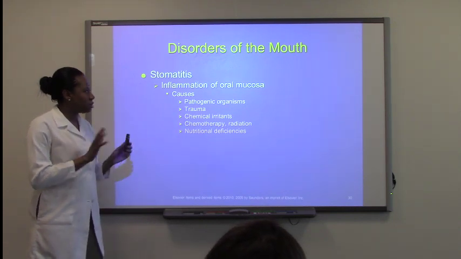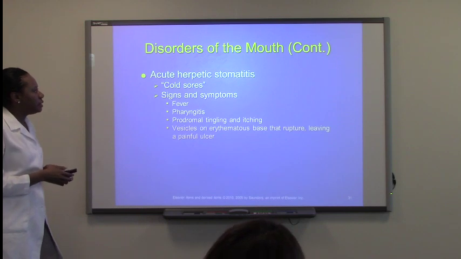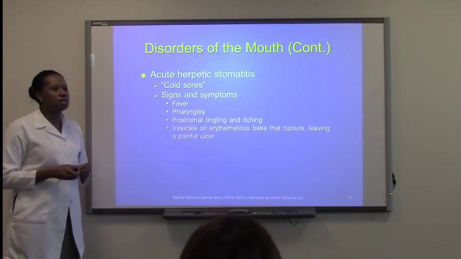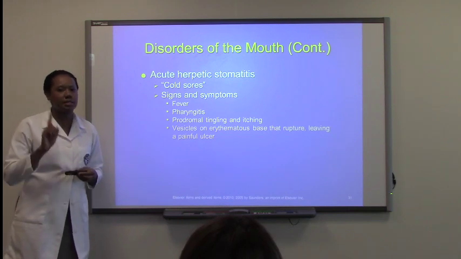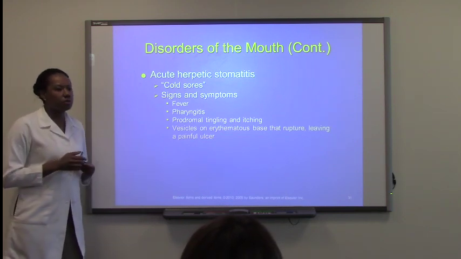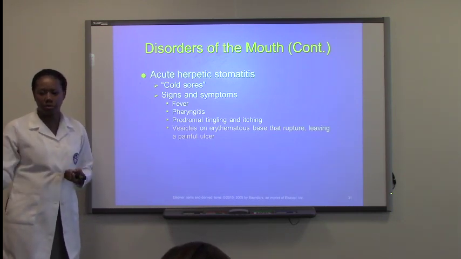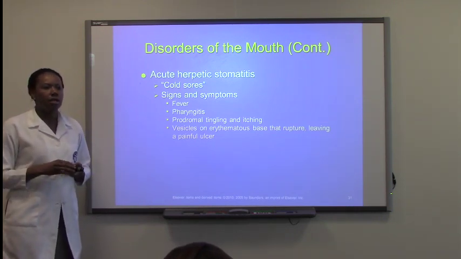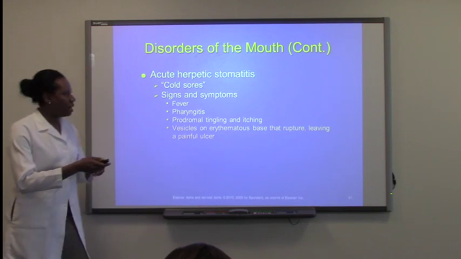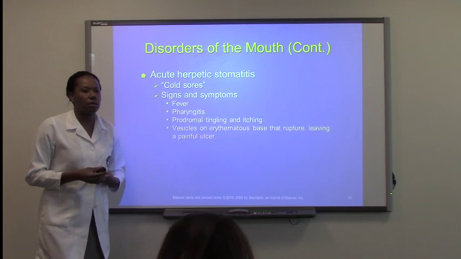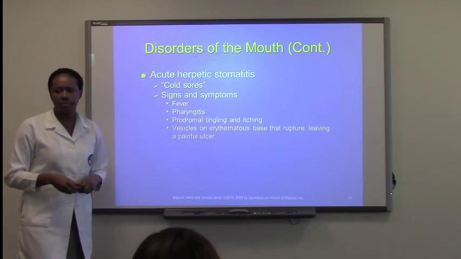Chemical irritants, trauma. Now, they give here that they do have a type of stomatitis that is associated with herpes simplex type 1. So if you want to jot down, they're talking about type 1 here, as we all know where type 2 is located. Herpes simplex type 1.